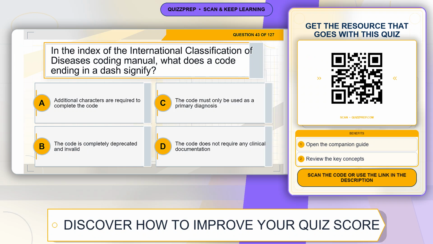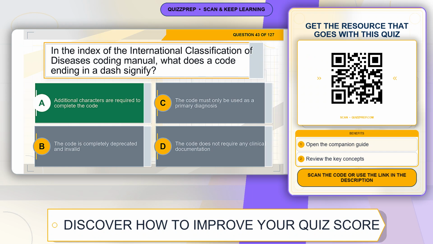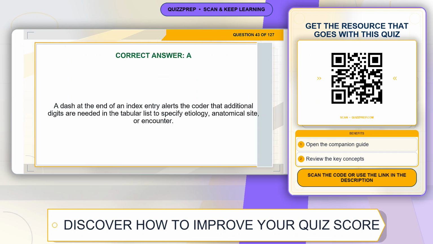Option A, additional characters are required to complete the code. Option B, the code is completely deprecated and invalid. Option C, the code must only be used as a primary diagnosis. Option D, the code does not require any clinical documentation. The correct answer is option A, additional characters are required to complete the code. Explanation. A dash at the end of an index entry alerts the coder that additional digits are needed in the tabular list to specify etiology, anatomical site, or encounter.